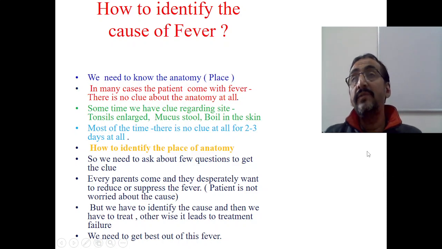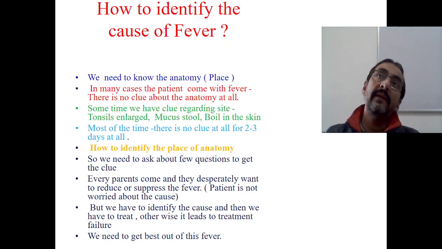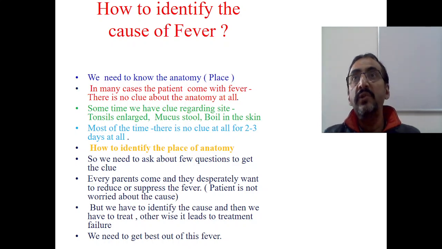So in other words, what I mean to say is we need to know the anatomy. Anatomy is nothing but place. So place and environment, these two we are discussing. Place means, in the body, it is nothing but anatomy. So whenever we have fever, first you need to identify the anatomical area to which this particular fever is attributed. That is very important.